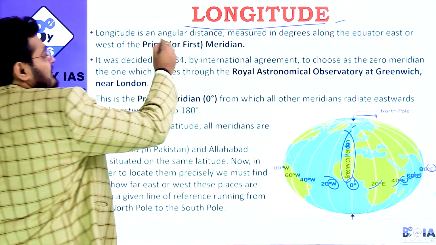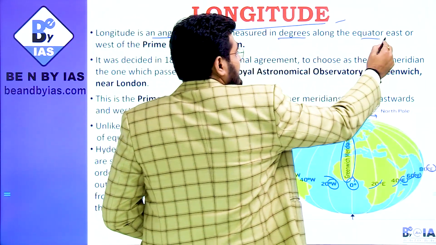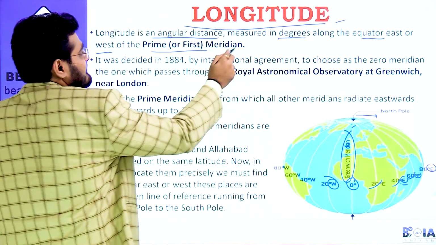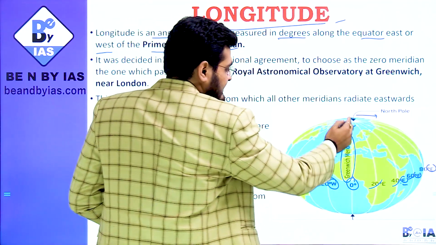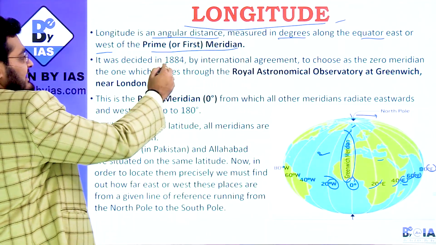So longitudes are angular distance. I have explained how they form the angle, measured in degrees along the equator, east or west of the prime meridian. So this is the prime meridian, and this is east or west. Simple. It was decided in 1884.